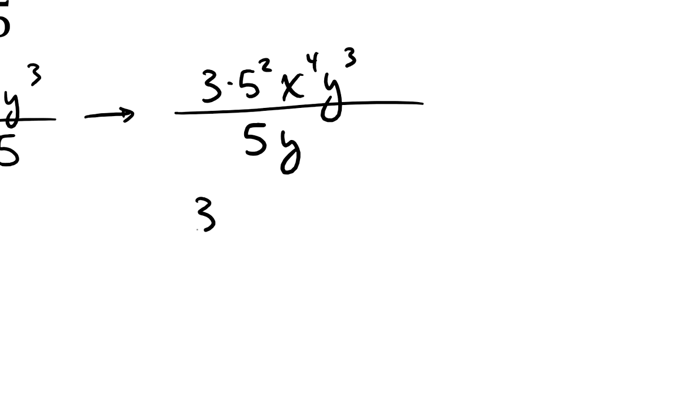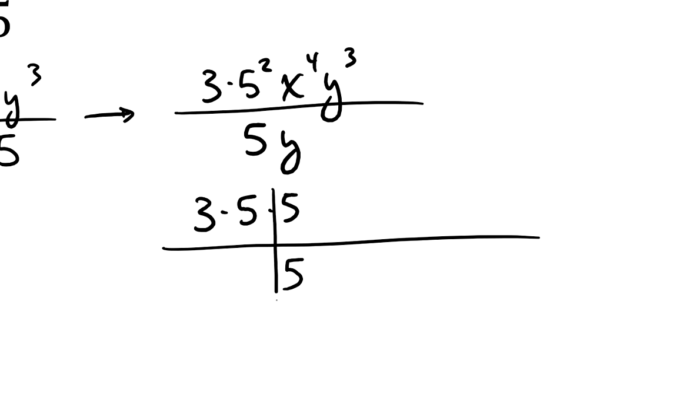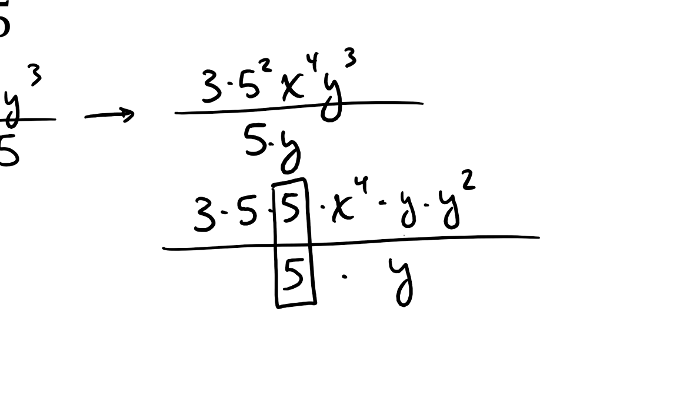If I expand that top a bit, 3 times 5 times 5, in my denominator there is a factor of 5, so there's one of the giant ones. Then I've got an x to the 4th times a y times a y squared. That's what y cubed is. And you can see there was times another y in the denominator. So I just broke it out like that. So I can see that there's a common factor of y in both my numerator and denominator.